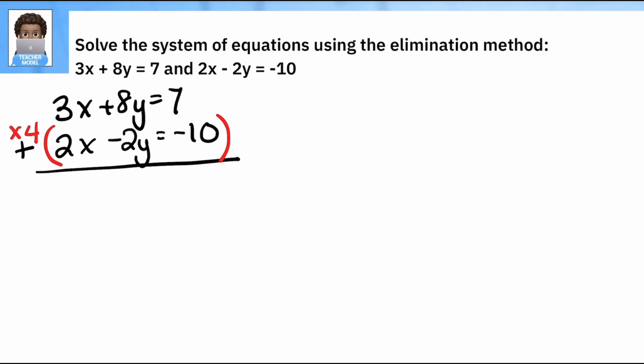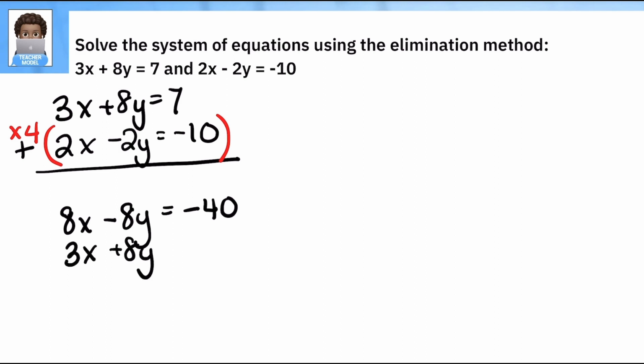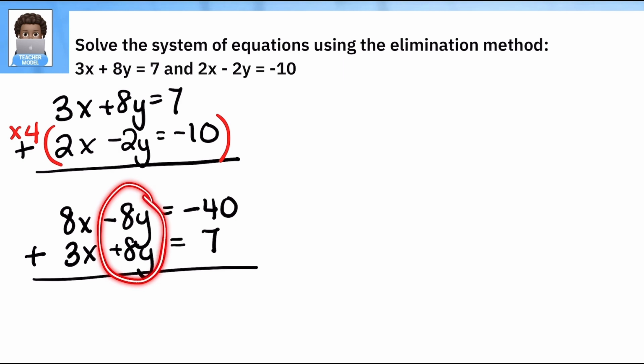So let's rewrite this equation now. I'm going to distribute by 4 and I get 8x minus 8y is equal to -40. There we go. I've just distributed. And now I'm going to take the other equation. I don't have to do anything to it. 3x plus 8y is equal to 7. Got what I wanted. I wanted to have a 0 pair. Here it is. So I'm going to eliminate this.